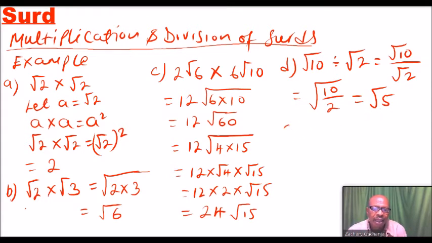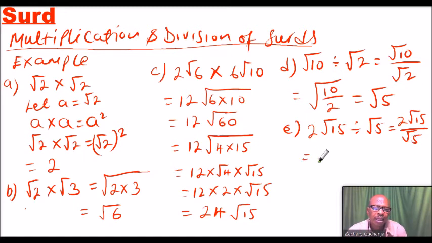Then let's have one more example here. We have 2 root of 15 divided by the root of 5, which you can combine and write as 2, and you can say divided by 1, but that does not make any difference. We can combine root 15 divided by 5 under one root sign, which will give you 2. 15 divided by 5 is 3, so it is root 3.